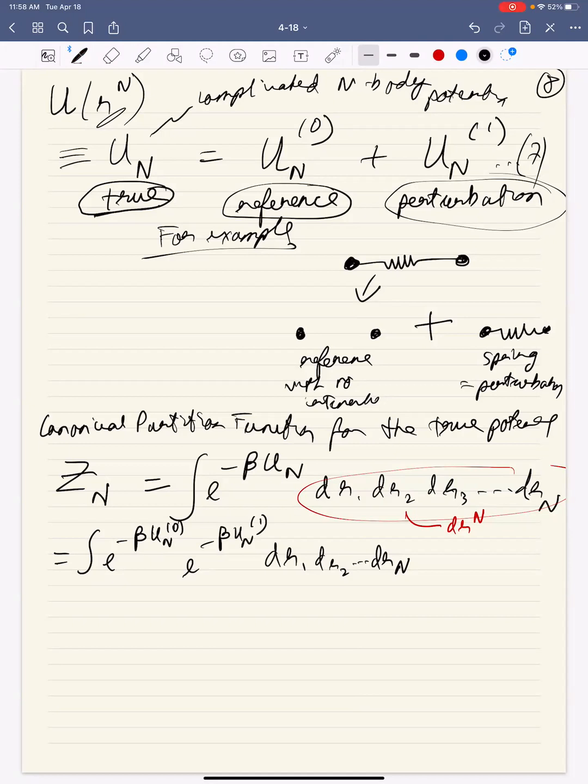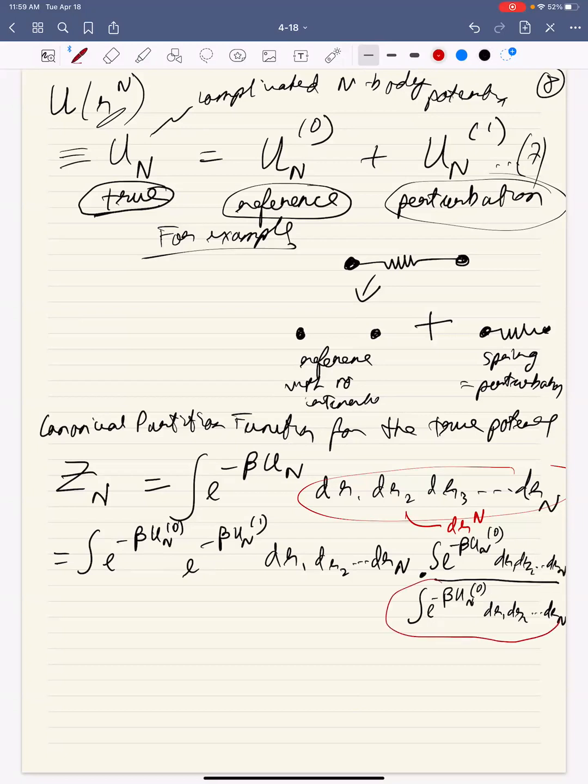Okay, we have this. Now I'm going to do another magic. I'm going to multiply and divide by the same thing. I'm going to multiply and divide by the integral of e to the power minus beta U_N0 dr1, dr2, ..., drN, and the same thing in the numerator. Does this thing have a physical significance? It's the partition function for the reference system, right?